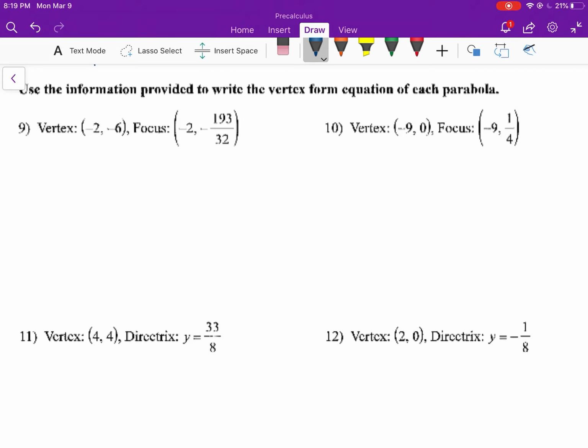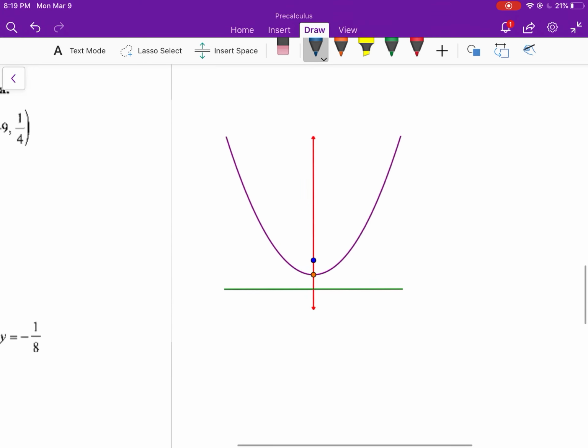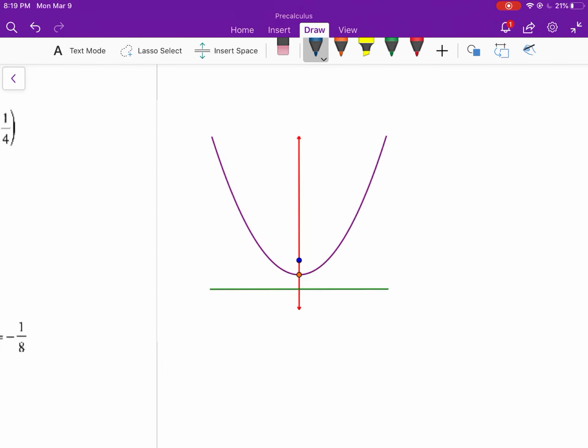All right, we are going to write the equation of some parabolas given certain information. I wanted to quickly review a couple of things about parabolas. So let's come over here. This is a vertical parabola. You could just as well have a horizontal one.